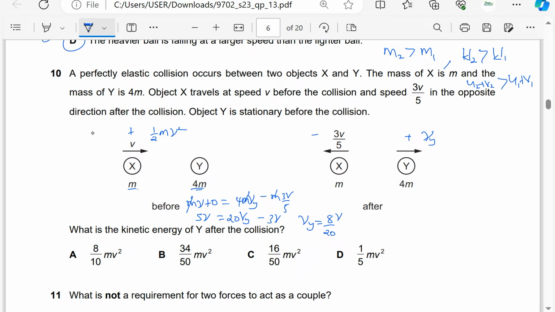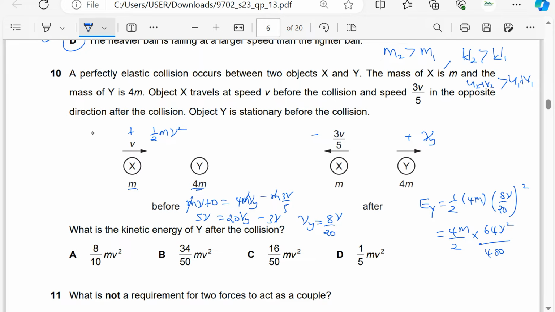So I want to find what is the kinetic energy of y after the collision. So kinetic energy is a half mv squared. Kinetic energy of y after the collision is going to be a half times the mass, which is 4m, times the velocity, which is 8v divided by 20, but this is squared. So this is going to be 4m divided by 2 times 64v squared divided by 400.